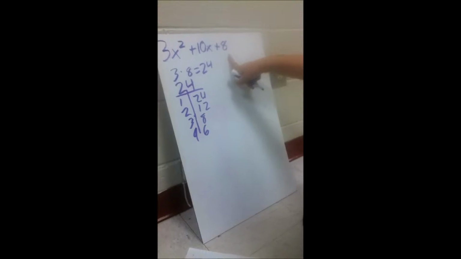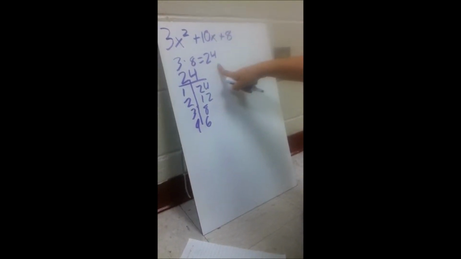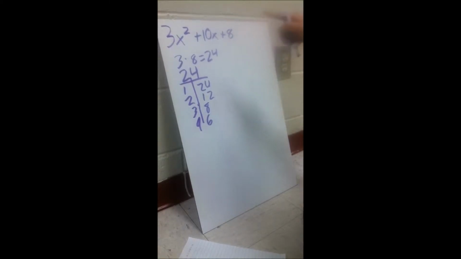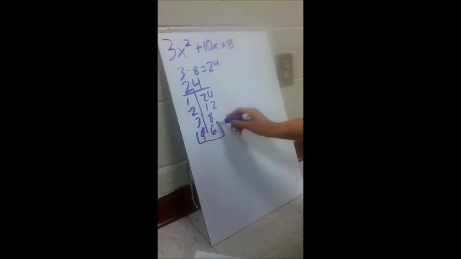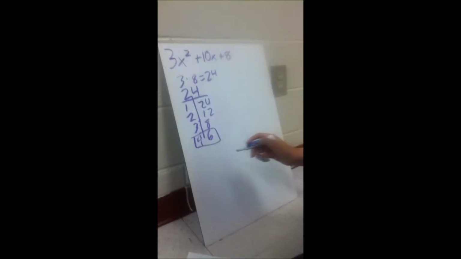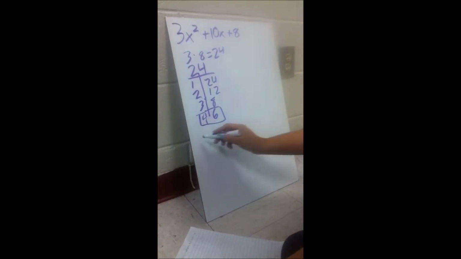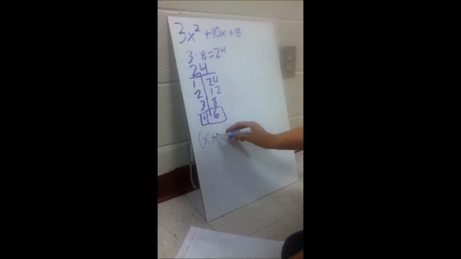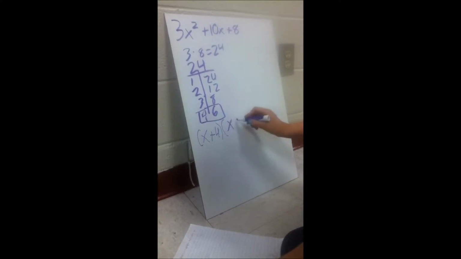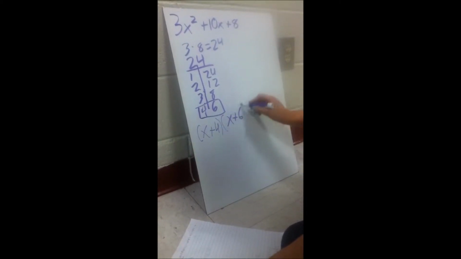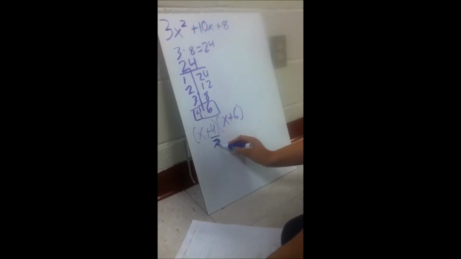So you have to multiply 3 times 8, which equals 24, and then you multiply A times C. So 4 and 6 will add up to 10 and multiply to get 24. So it'll be x plus 4, and then x plus 6. So you have to divide it by your A. That's a 3.